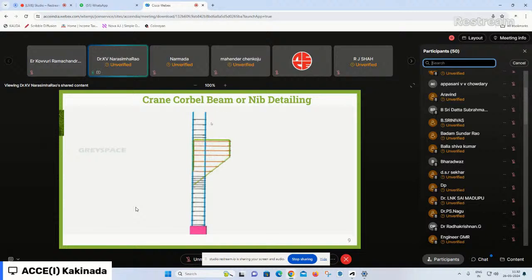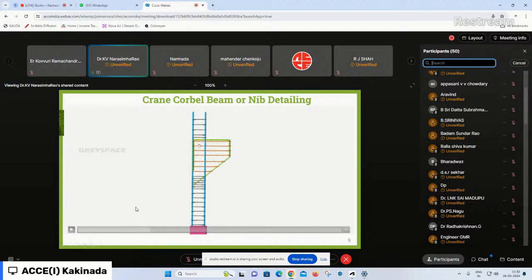The corbel is a shear beam, a deep beam, where shear behavior is predominant. Therefore, in order to ensure the shear capacity of the corbel, we have to ensure that the stirrups are properly and correctly placed within the corbel that was provided.